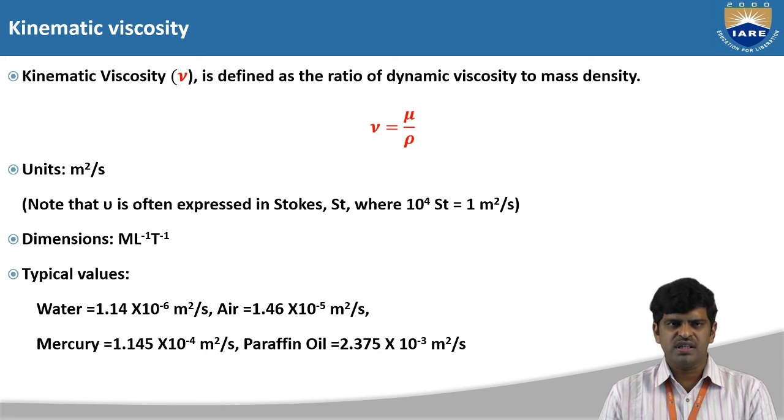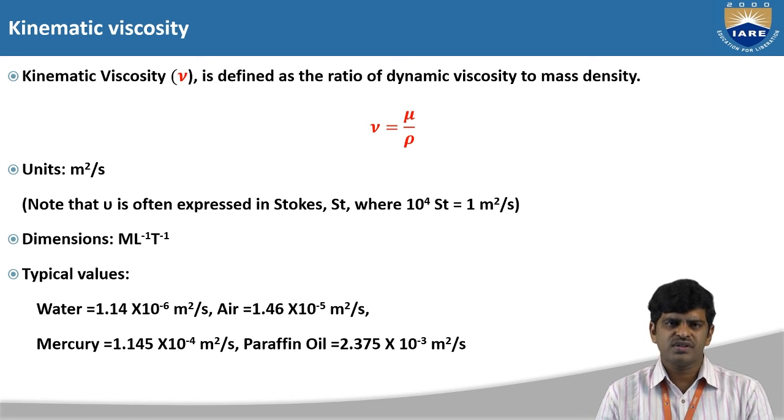Next one is kinematic viscosity. It is defined as the ratio of dynamic viscosity over the mass density, and it is expressed as nu. The units are generally taken as meter square per second, and the possible expression of the kinematic viscosity is in Stokes. 1 meter square per second is equal to 10 to the power of 4 Stokes. In dimensions it is M to the power of 1, L to the power of -1, T to the power of -1, and the values which we are going to use for the kinematic viscosity are being shown.